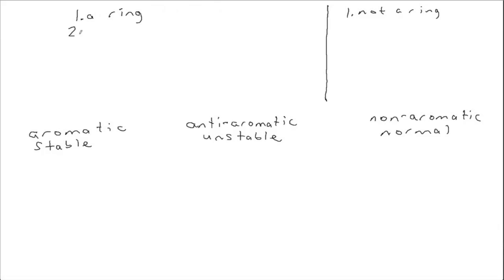Number 2, the molecule is supposed to be flat. The fancy name for flat is planar, but we could just say it means flat. So flat means like a piece of paper, right? A piece of paper is flat, but if you crumple up the piece of paper, it wouldn't be flat anymore. Okay, so if the molecule is not flat, it would be non-aromatic.